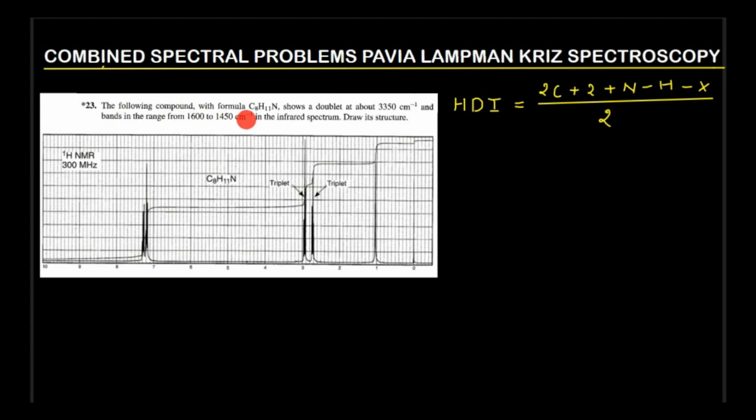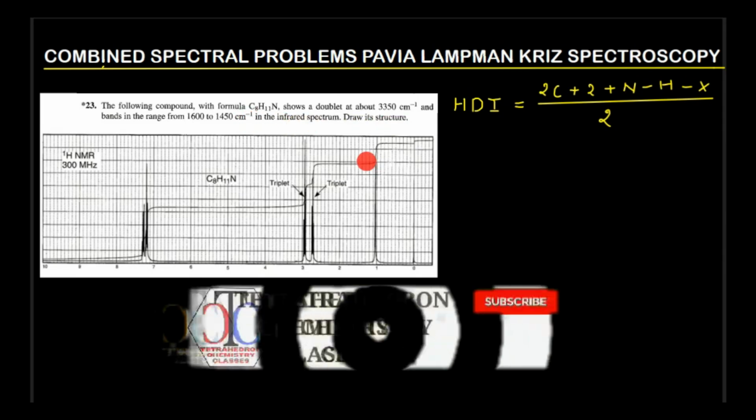The following compound with the molecular formula C8H11N shows a doublet at about 3350 cm⁻¹ and bands in the range of 1600 to 1450 cm⁻¹ in the IR spectrum. Draw its structure.